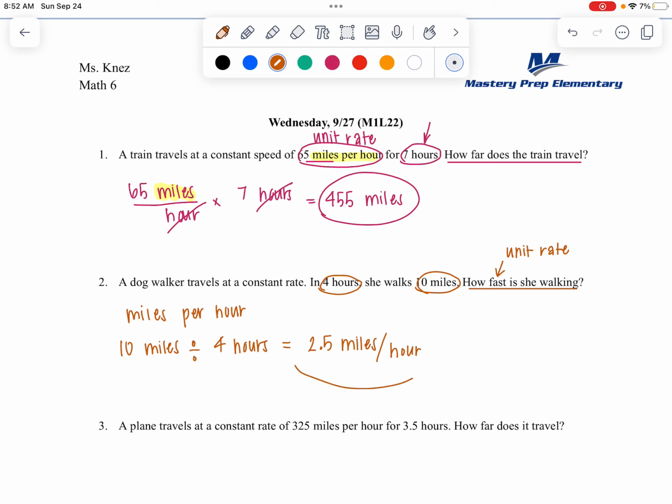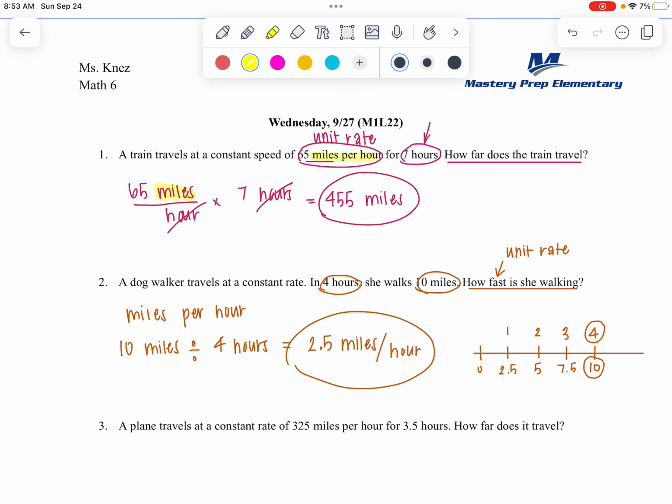And if you think through what that means conceptually, that makes a lot of sense because if you can imagine her walking the dog, in 1 hour, she goes 2.5 miles. In 2 hours, she gets 5 miles. 3 hours is 7.5, and 4 hours is 10. So you can see that if she was walking 2.5 miles every 1 hour, 2.5 miles per hour, she in fact would end up with 4 hours, 10 miles. So what I'm trying to get at here is that reading the question and being super clear on what the question is asking is a really important part of Wednesday night's homework.